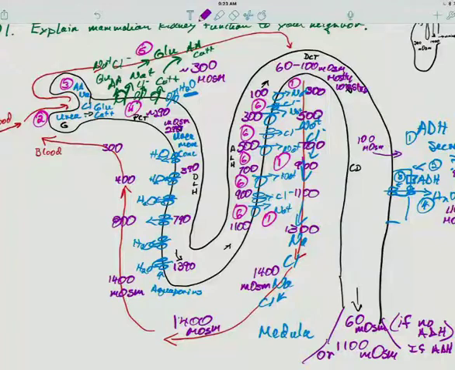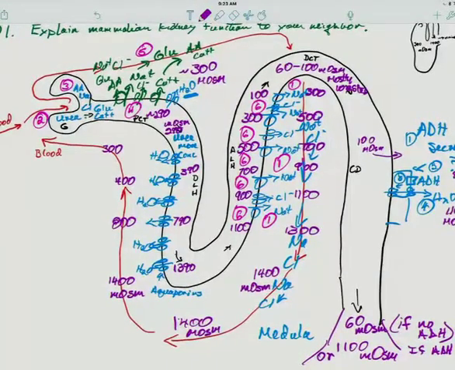So at the end of the ascending loop of Henle, up here we're somewhere in the neighborhood of 60 to 100 inside the tubule. We're at about 300 milliosmoles outside the tubule. There are no aquaporins in the ascending loop of Henle and the distal convoluted tubule. So we've pumped out all this sodium and chloride, so we have 60 to 100 milliosmoles inside, about 300 outside.